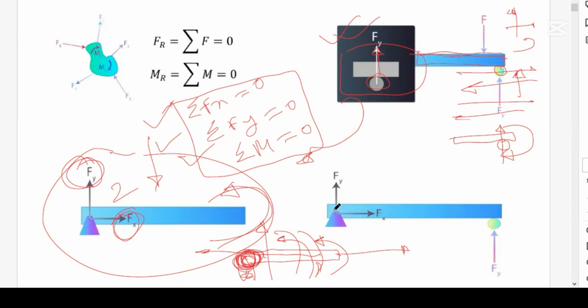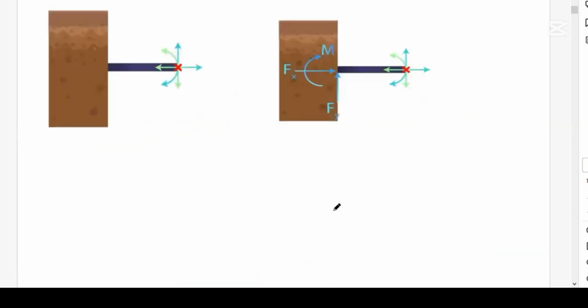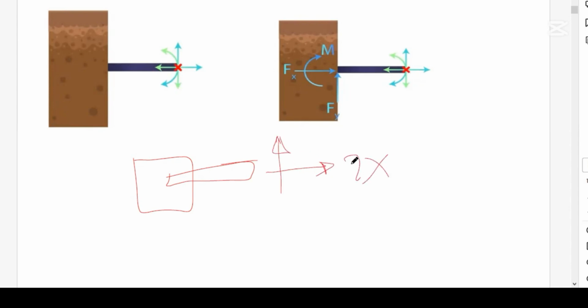Now, what about the fixed joint? If a member or a body is fixed in this condition, which type of motion can it prevent? If the body is fixed on this surface, can it move horizontally? Can it move vertically? No, it cannot move horizontally. It also cannot move vertically.